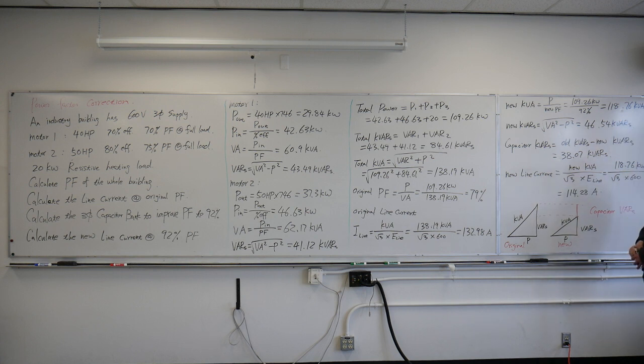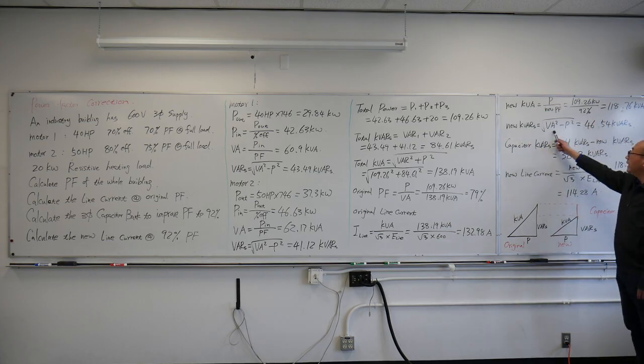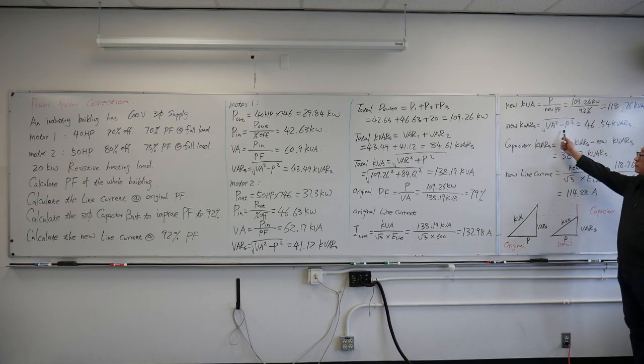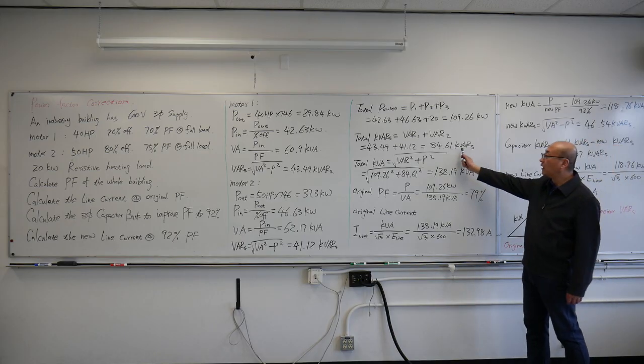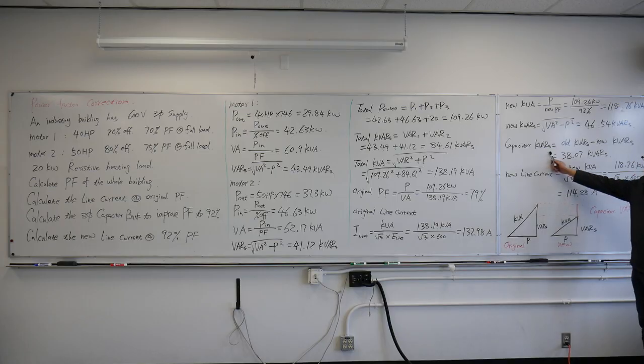We have 118.76 kVA. Now we can find new kVArs. VA squared, subtract P squared, take the square root, gives us 46.54 kVArs. This is the new kVArs in the circuit, still lagging. This is the old kVArs in the circuit. So the capacitor is going to provide leading VARs equal to the old kVArs subtract the new kVArs.